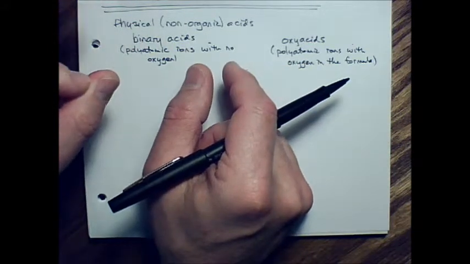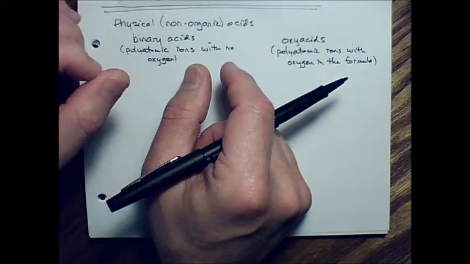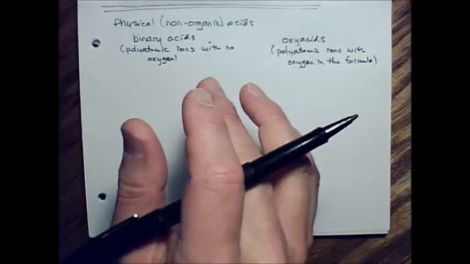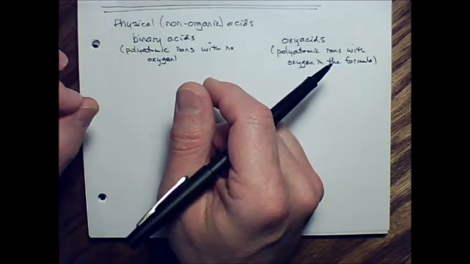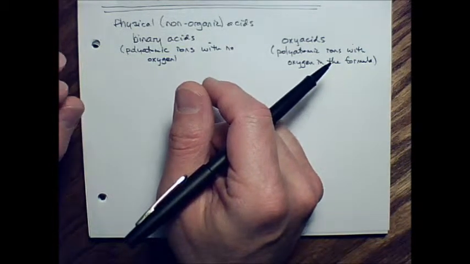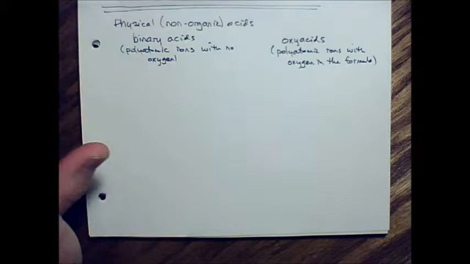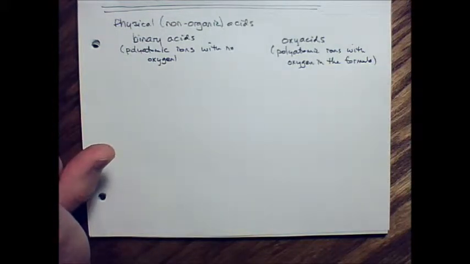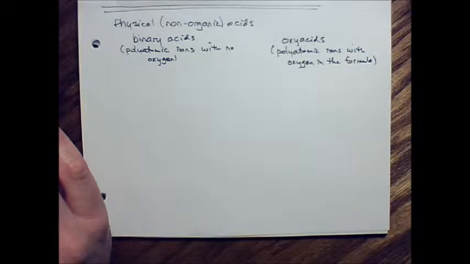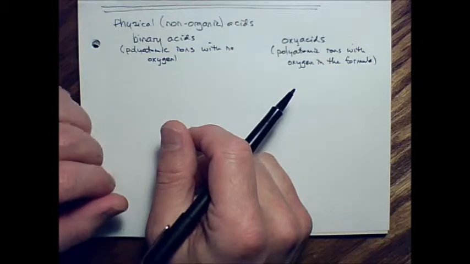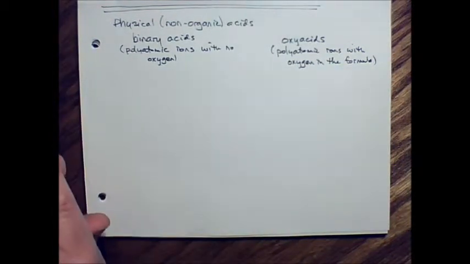What makes an acid an acid? There are several different definitions for acids and several different ways of thinking about it. The simplest way of thinking about it is this: an acid is any substance that will put hydrogen ions in solution. So when you dissolve it, it'll put hydrogen ions in that solution.